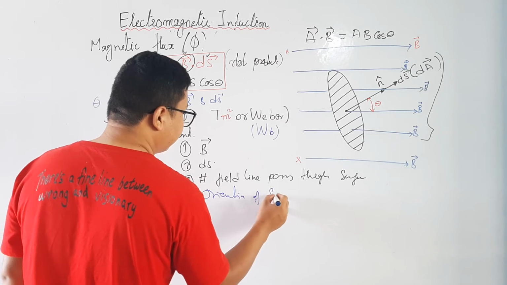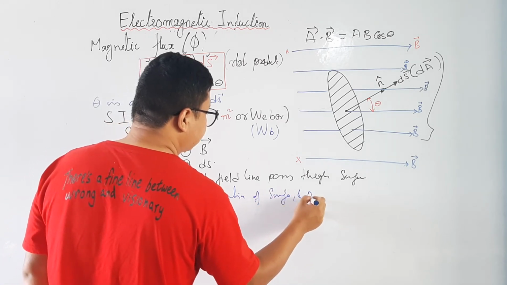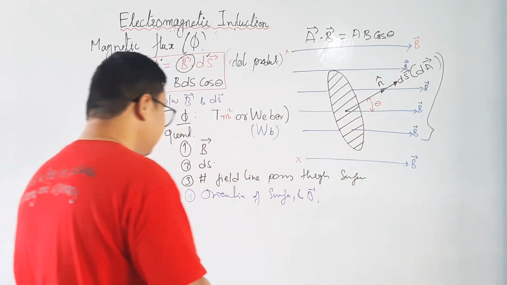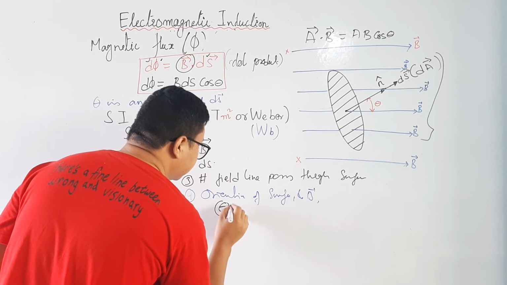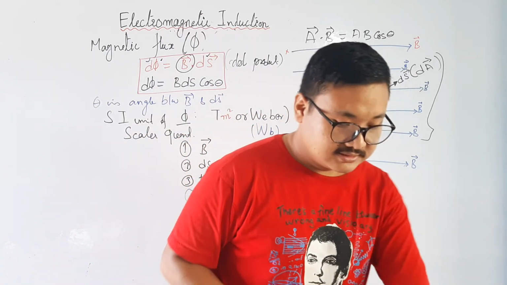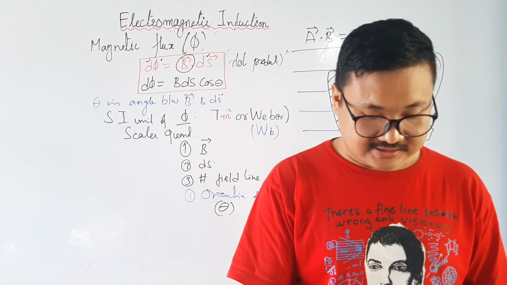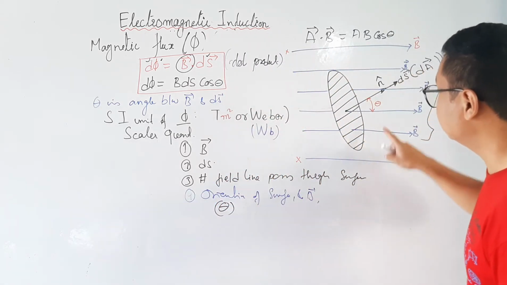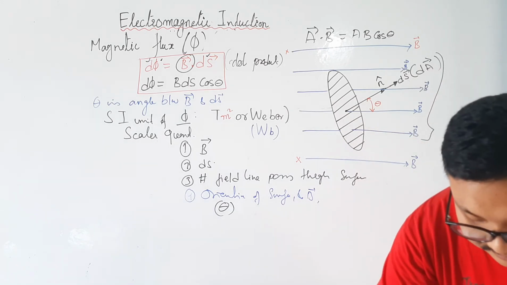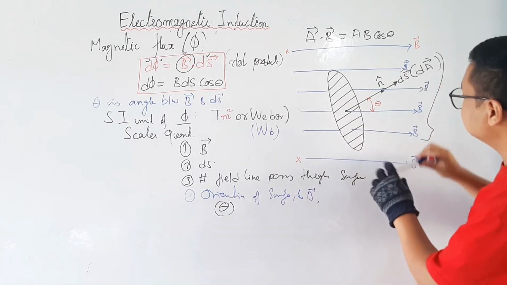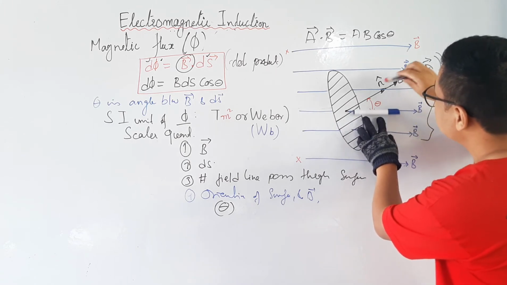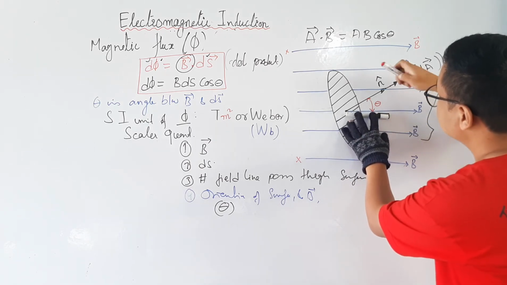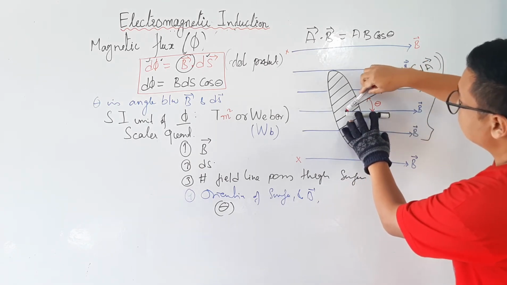Orientation of the surface and the magnetic field. So what does this mean? Orientation means the theta, that is the angle. It depends upon the angle between the magnetic field and the area vector. Example, let us consider this. One quantity is this magnetic field, and this is the area vector, and I have got the angle.